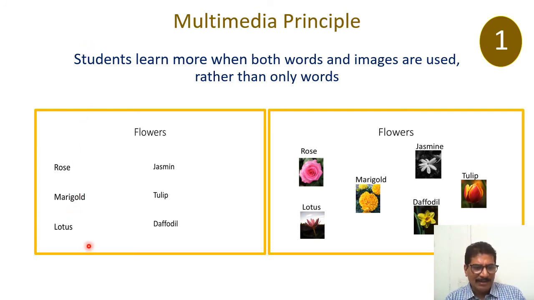In this part, name of 6 flowers are given. Only the words are given. Whereas in this part, the name of the flower as well as the image of the flower is given. Students learn better when both words and images are given.